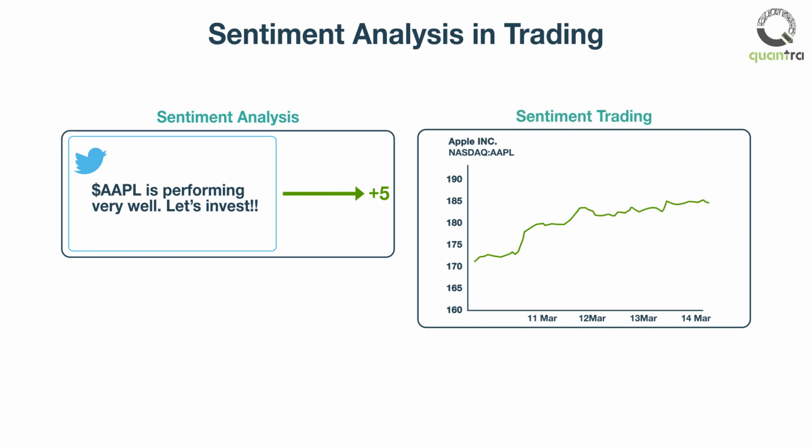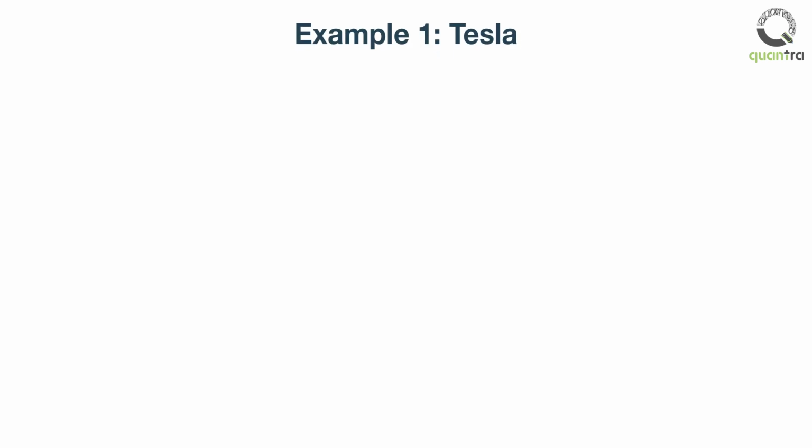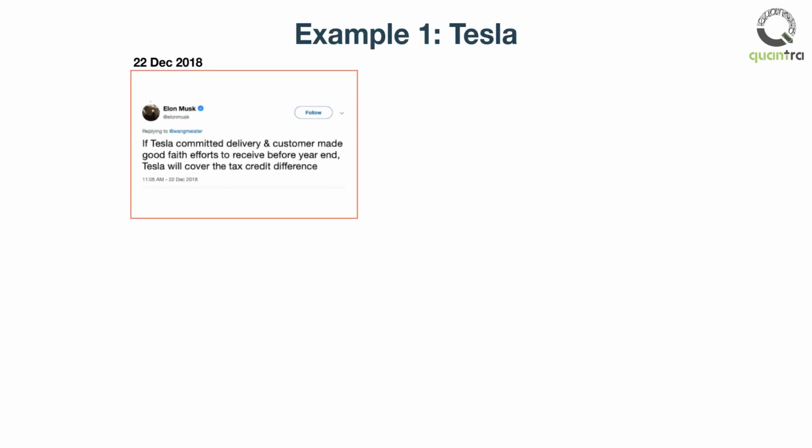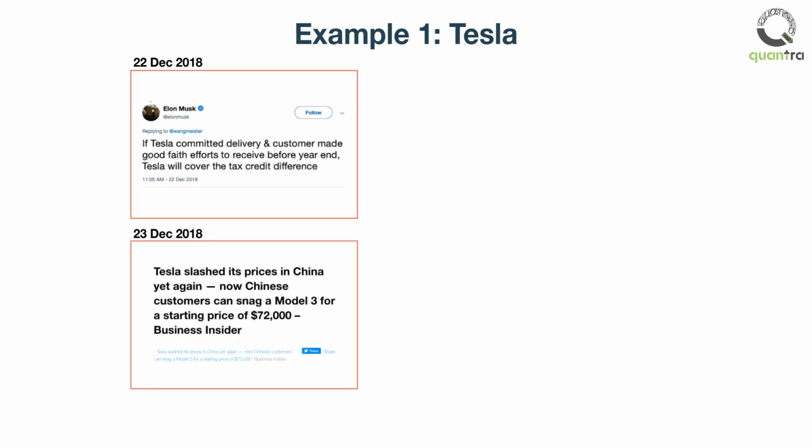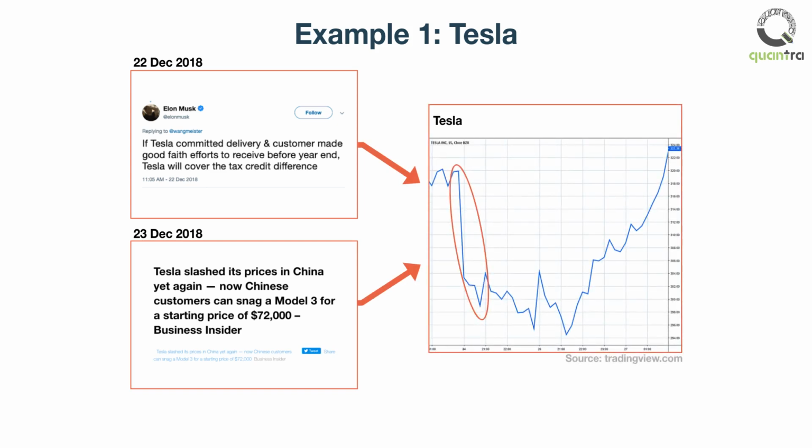This is not a theoretical concept. We have seen how sentiments move the market. For example, Elon Musk tweeted about Tesla on the 22nd of December 2018. This tweet had a negative sentiment around it, as it hinted at Tesla failing to deliver on time. And a news article on the 23rd of December 2018 said that Tesla slashed its price in China. As a result, the Tesla stock traded 6% lower on the 24th of December 2018.